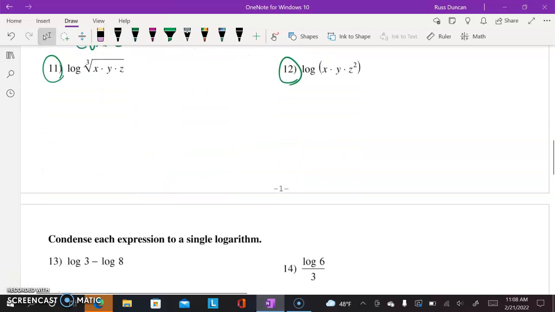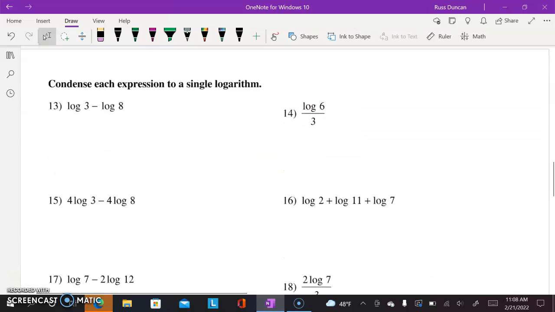All right. On the next page, this is just condensing. So we're just reversing the process. So we have log base 10 of 3 minus log base 10 of 8. So we're just going to write it, because it's minus, as log base 10, one single log, of 3/8. That's it. Okay?